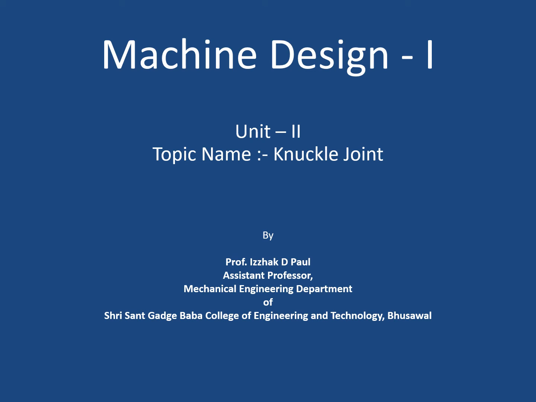Okay, hello friends, we are back again. This time we are going to learn about a new topic, that is static joints. Here we are going to take the knuckle joint first. We are going to study different types of joints here: knuckle joint, cotter joint, and even turnbuckle. So first we are going to discuss the knuckle joint.